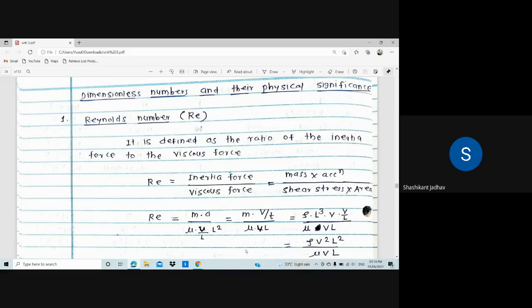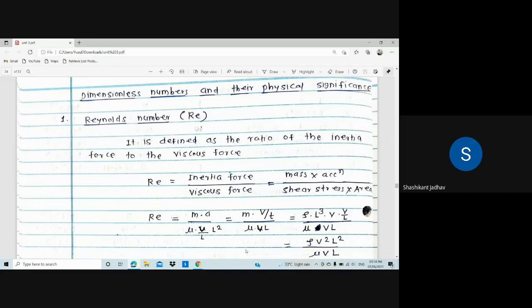As we know, what is the equation for the density? What is meant by density? Anyone, what is the equation for the density? Mass per unit volume. So from that equation, what is meant by mass? Mass is nothing but density into volume. So instead of m we have to write density into volume. Density is nothing but rho, and volume is l cube.